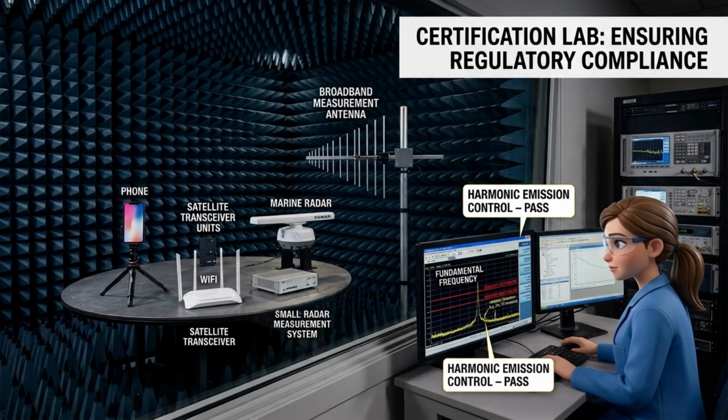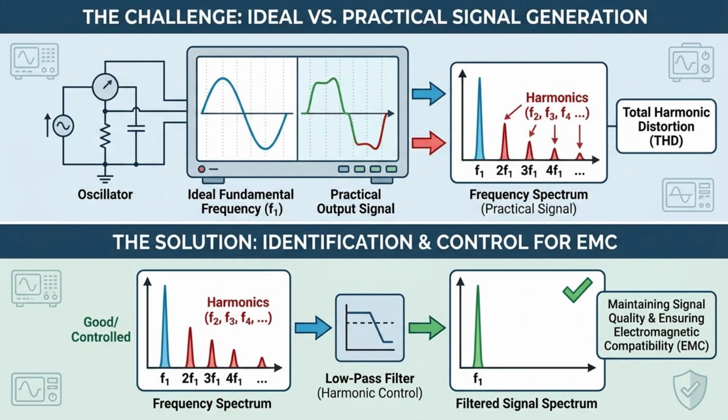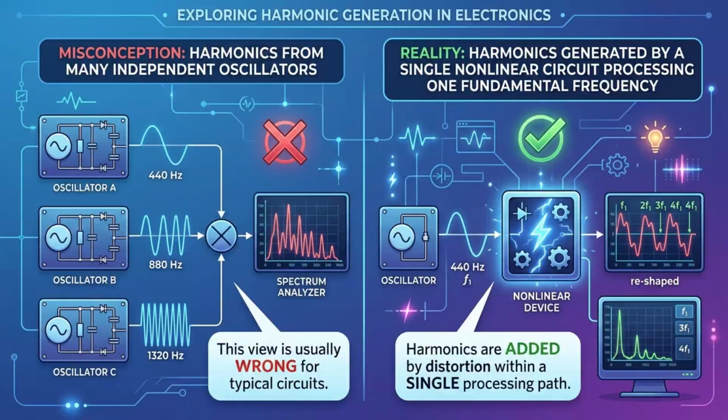Every wireless device, including smartphones, Wi-Fi routers, satellite transmitters, and radar systems, must control harmonic emissions before it can meet regulatory requirements. Understanding harmonics helps engineers recognize that practical circuits rarely produce perfectly pure signals. Identifying and controlling harmonic generation is essential for maintaining signal quality and ensuring electromagnetic compatibility. A common misconception is that harmonics are caused by multiple oscillators operating together. In reality, harmonics are usually generated by nonlinear behavior within a single electronic circuit processing one fundamental frequency.